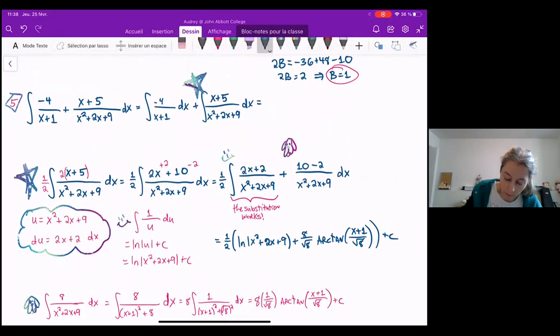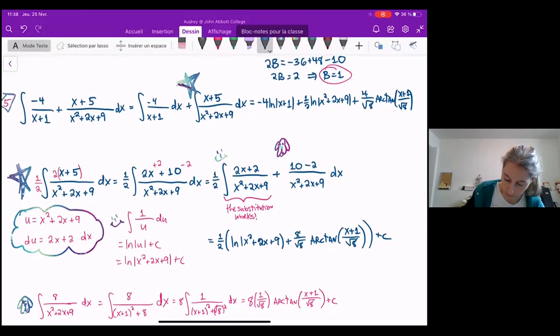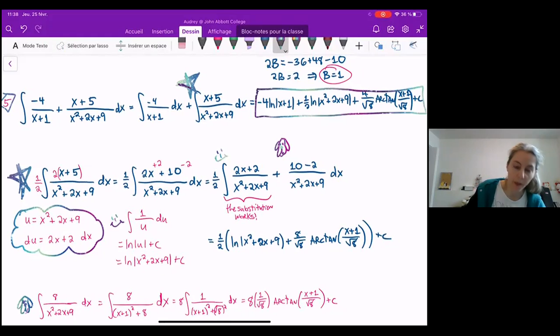So my final answer would be the integral of that first one, which is a simple known form, plus what we got from star down there. So 1/2 ln of x squared plus 2x plus 9, plus we distribute that 1/2 to get 4 over root 8 arctan of x plus 1 over root 8 plus c. And that is my final answer to this partial fractions problem with that sort of intense integral that showed up at the end. So let's just take a second to think about that intense integral. Like I said, it shows up quite a bit at the end of partial fractions.